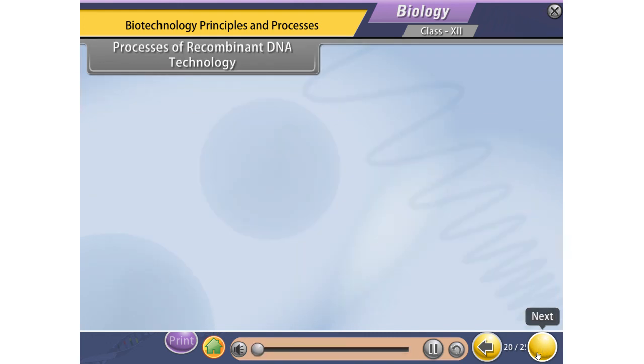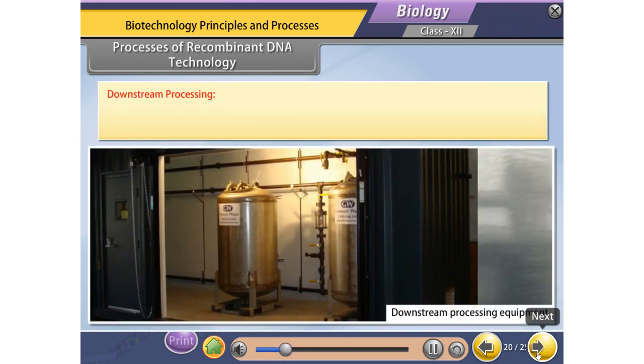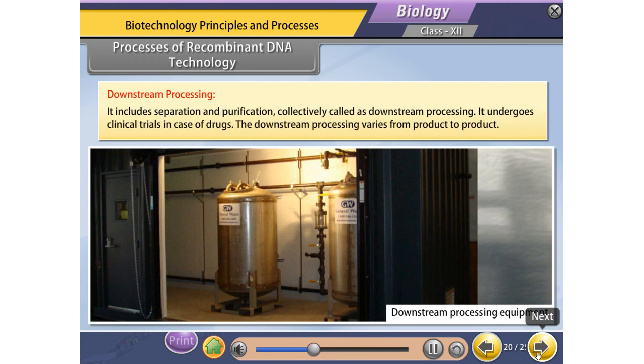Assessment. Processes of recombinant DNA technology. Downstream processing. It includes separation and purification, collectively called as downstream processing. It undergoes clinical trials in case of drugs. The downstream processing varies from product to product.